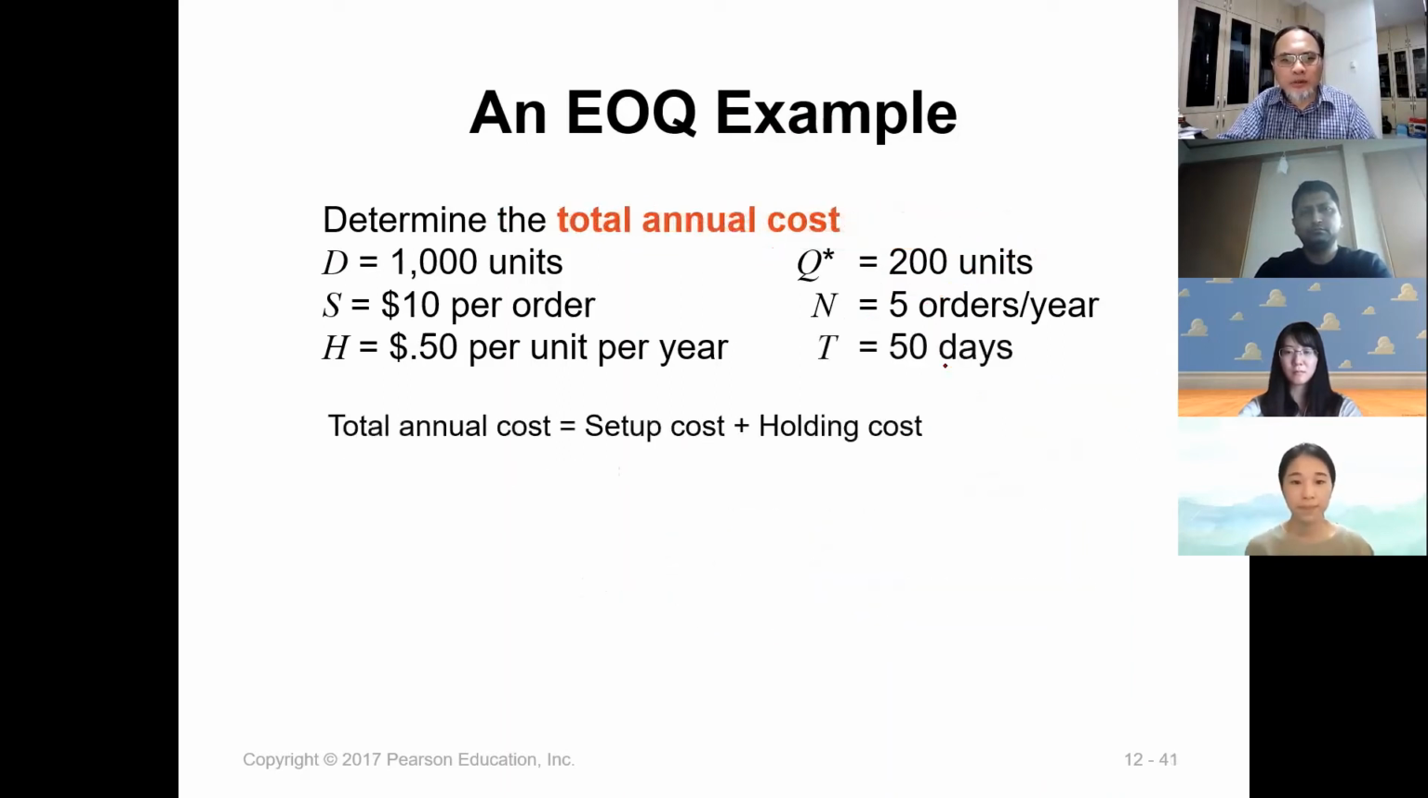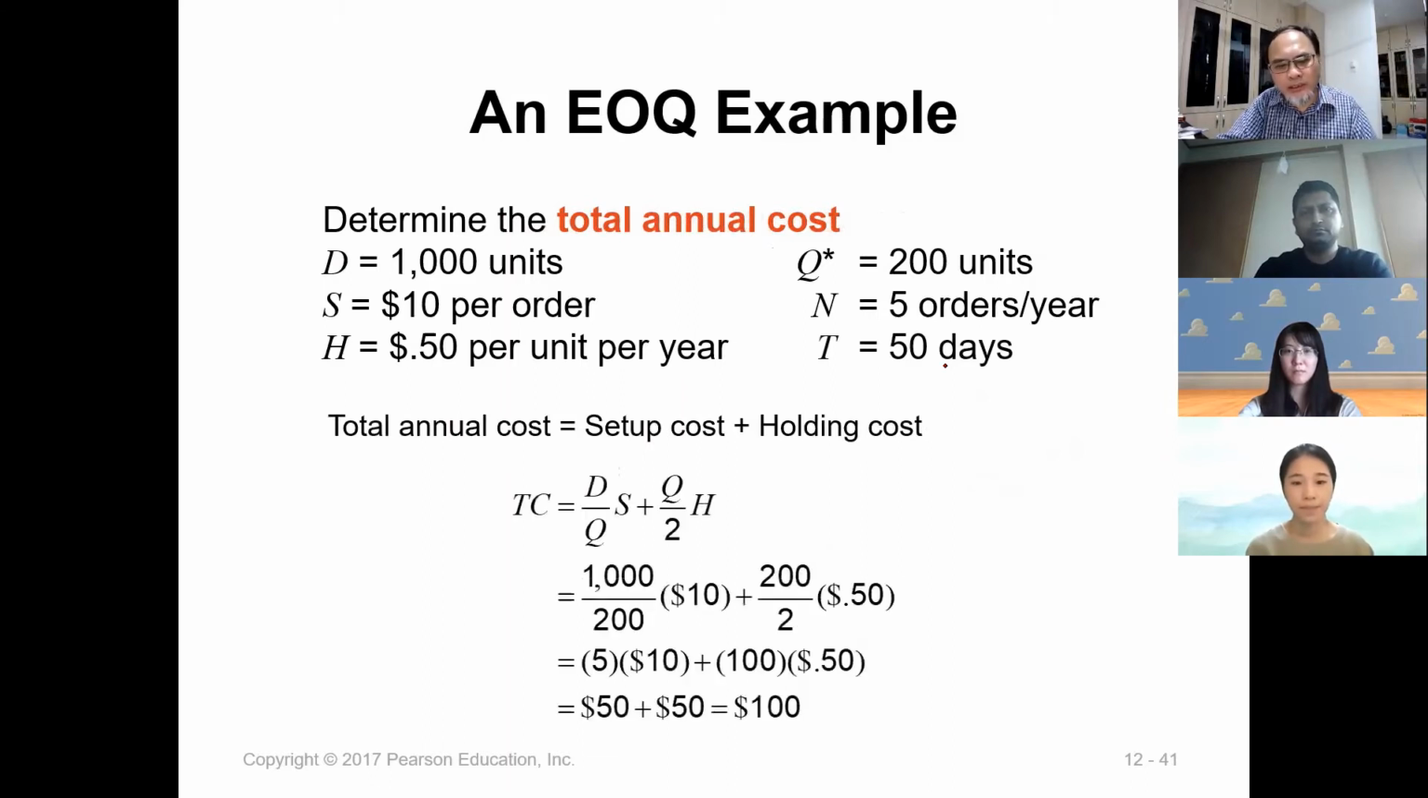So the total annual cost, you can go back to the formula and calculate that using D divided by Q times S plus Q over 2 times H. So in this case, it is $100. So the total inventory cost in this case is $100. Okay.